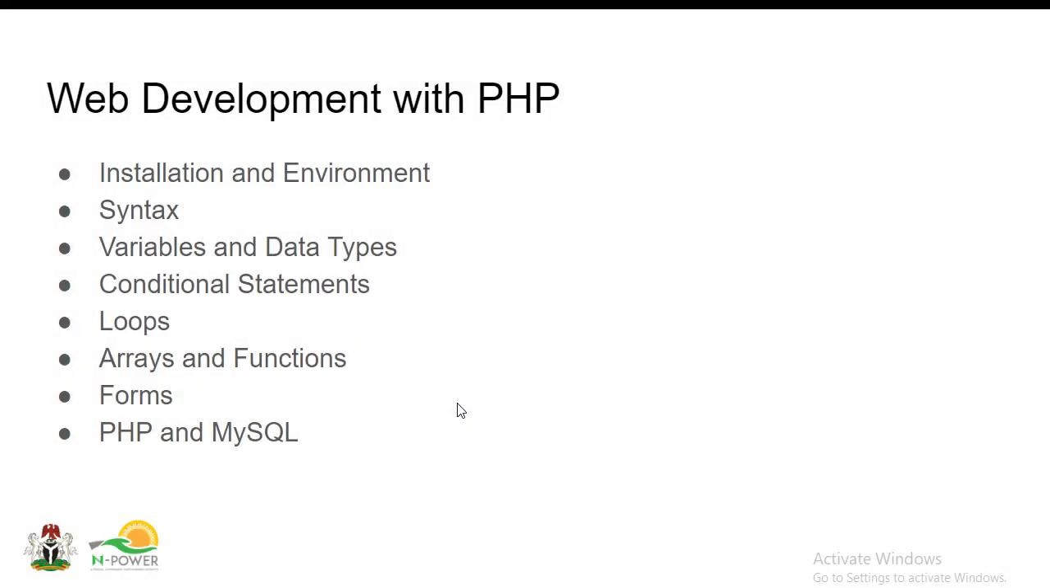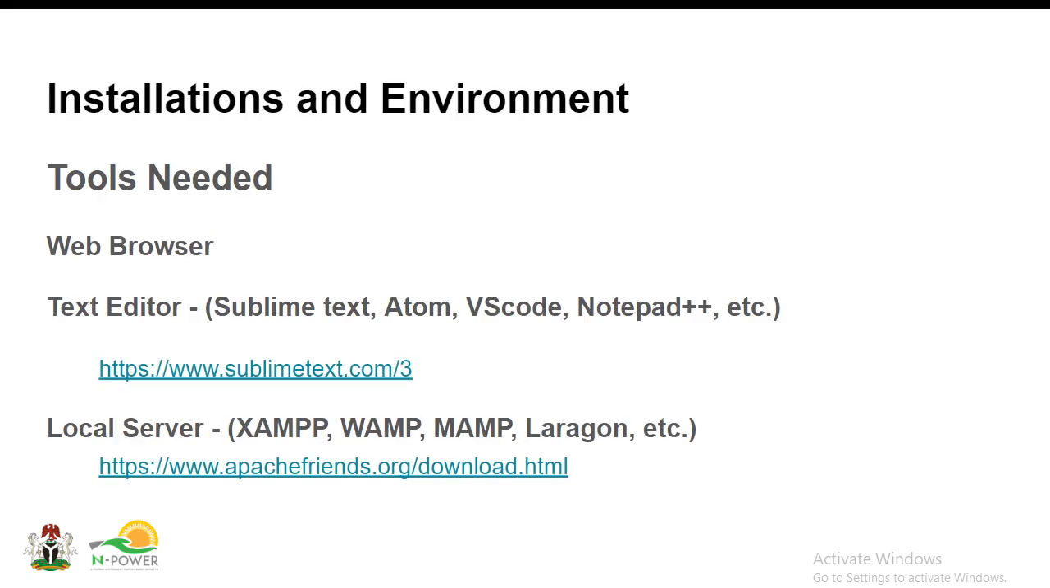To set up our system for PHP development, we would need the following tools: a web browser, a text editor, and a local server. For the purpose of this tutorial, the choice of text editor would be Sublime Text. You can download Sublime Text by following the link below. Also, the choice of local server would be XAMPP, and the link to download XAMPP is as seen on the screen.